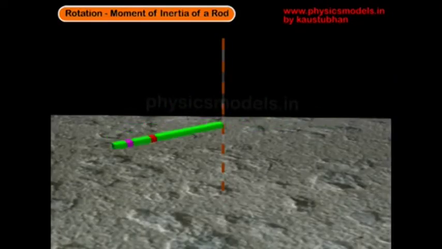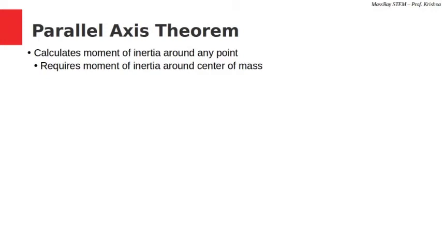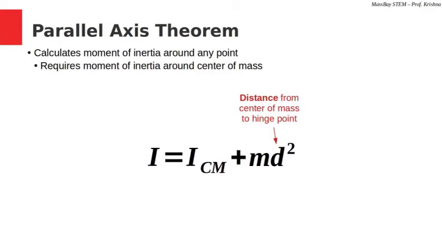If an object isn't rotating around its center of mass, there's a powerful formula we can use to solve for the moment of inertia. It's called the parallel axis theorem, and it looks like this. In this equation, d represents the distance from the center of mass to the hinge point, the center of rotation. So, if you know the moment of inertia when the object revolves around the center of mass, just add the mass of the object times the distance from the center of mass to the hinge point squared. That will give you the new moment of inertia.